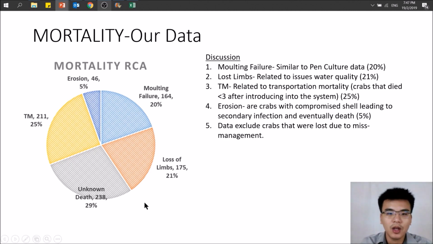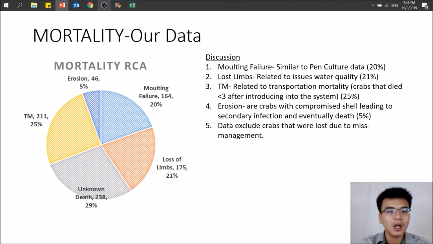For example, 21% is due to what we call lost limbs. When we first started out the system, we didn't have very good knowledge on how to run the water quality. When you have a deteriorating water quality, or your water quality is fluctuating too much, usually the crabs will tend to lose their limbs and they eventually die. 29% of the time, we are not too sure why the crabs are dying. We attribute this probably to diseases and inadequacy of the system being too small for the crabs.